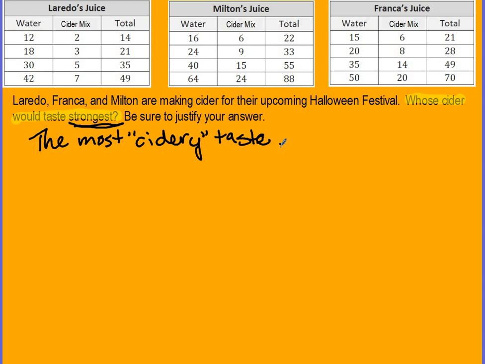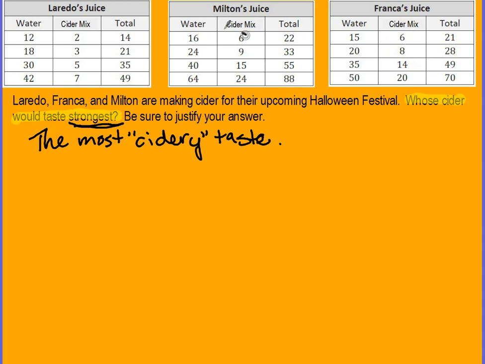But when we take a look at these different mixes, we can see that there's really not necessarily a spot where they all have the exact same ratio of water or cider mix. So we have a couple of different options here. What we can do is go through the list and look to see where they have any mixes, so any cider mix that is the same.